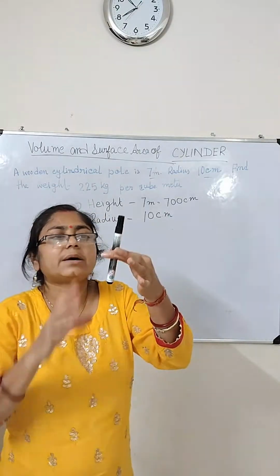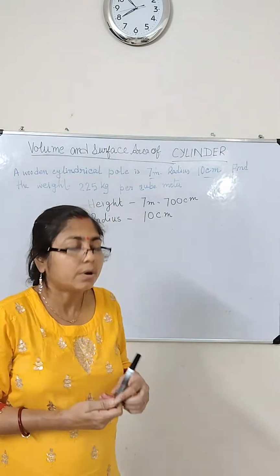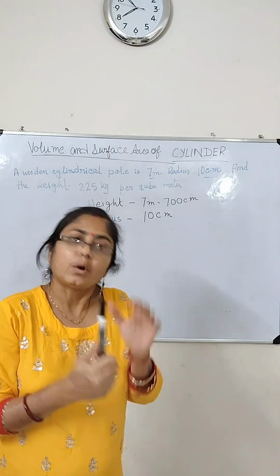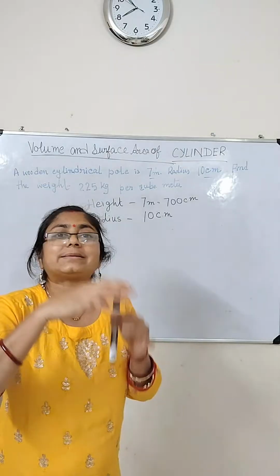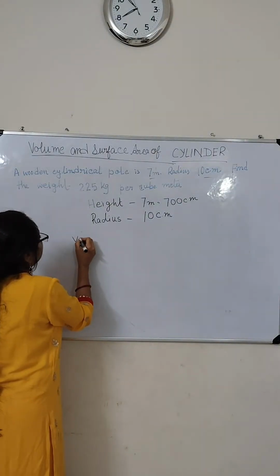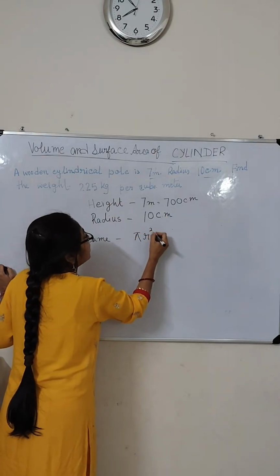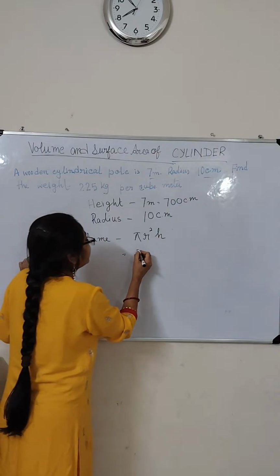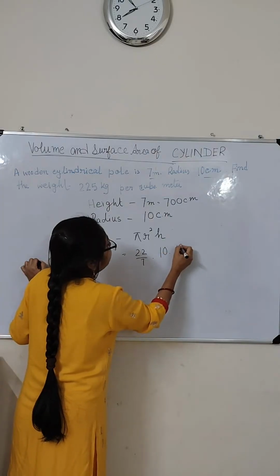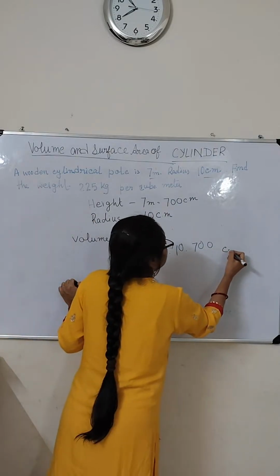volume. It is a pole, and to find the volume, what's the formula of the volume? Why do we need the volume? Because it is fully made of wood, there are no vacuum places inside, so we need the volume. Volume means pi r²h. Pi means 22 by 7, r means 10 into 10, h means 700. All this is in centimeter cube.